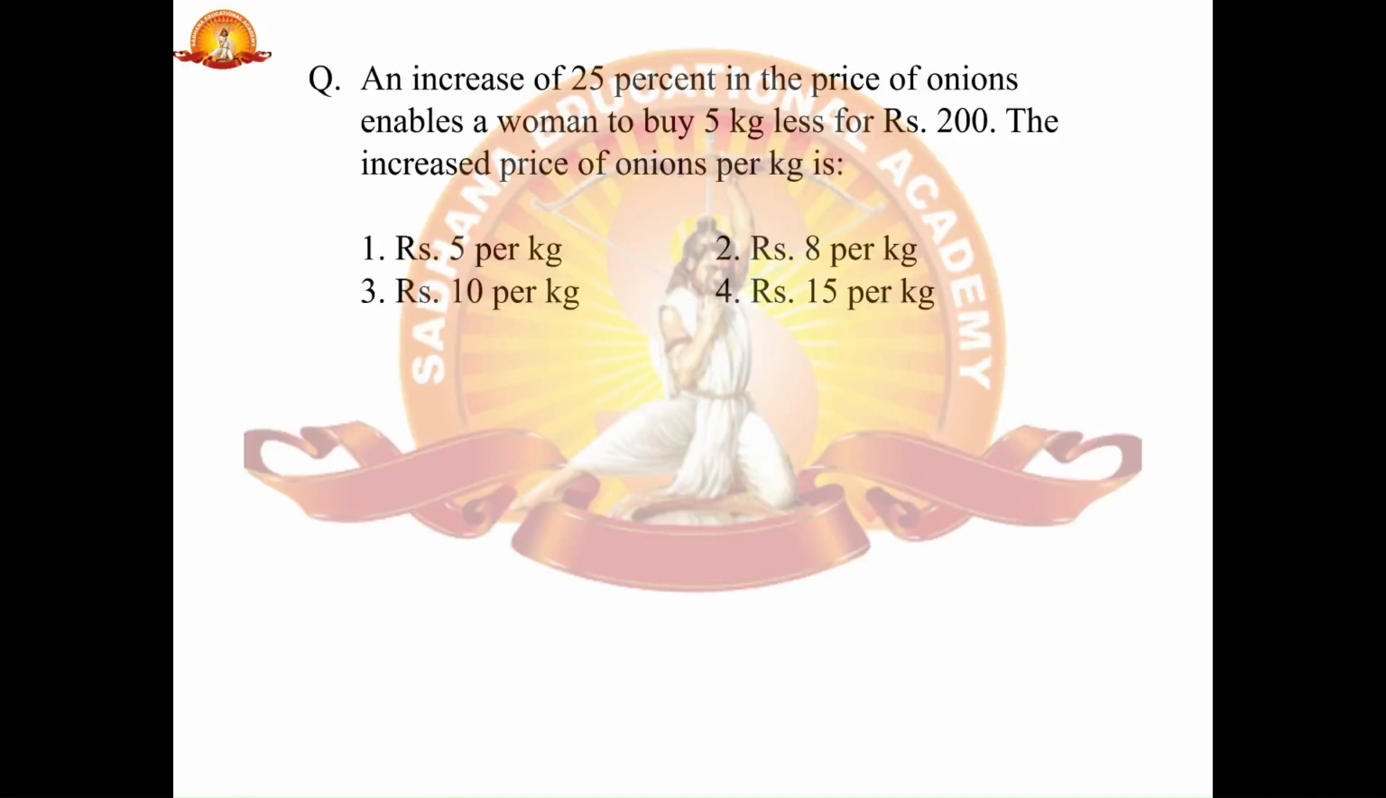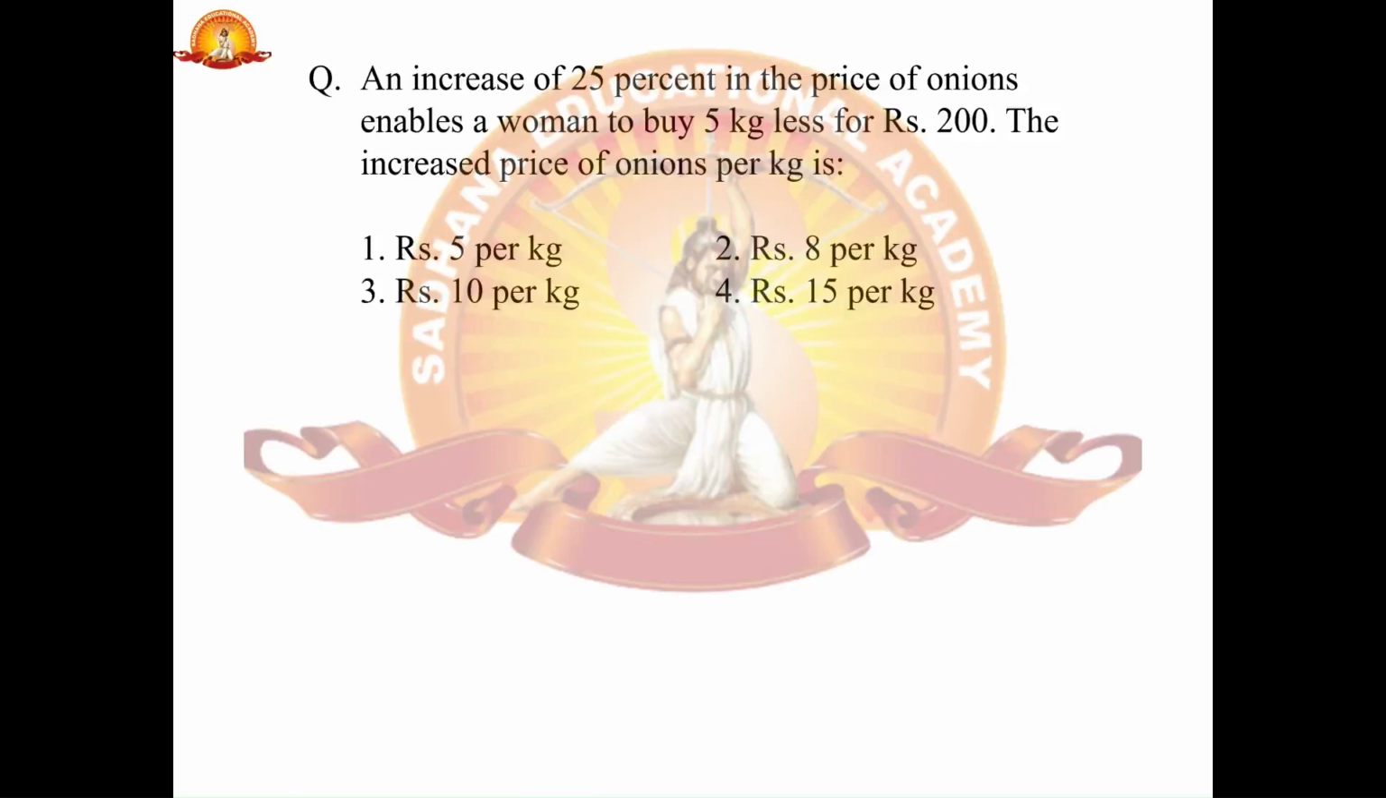An increase of 25% in the price of onions enables a woman to buy 5 kgs less for 200 rupees. The increased price of onions per kg is?